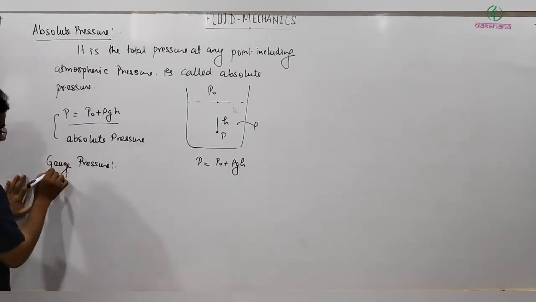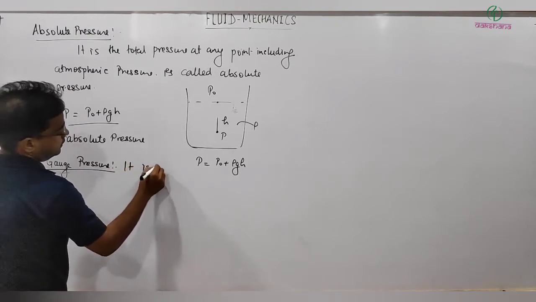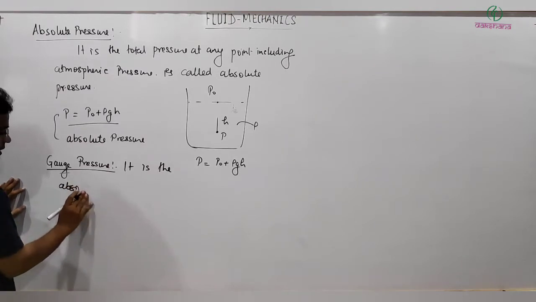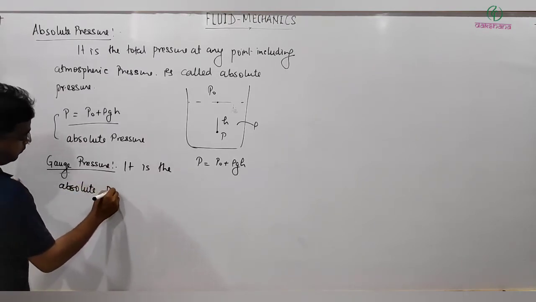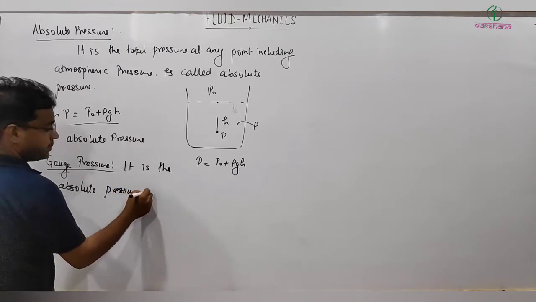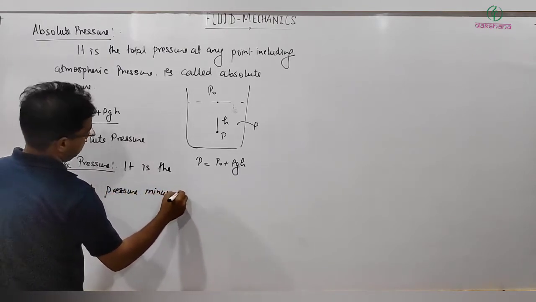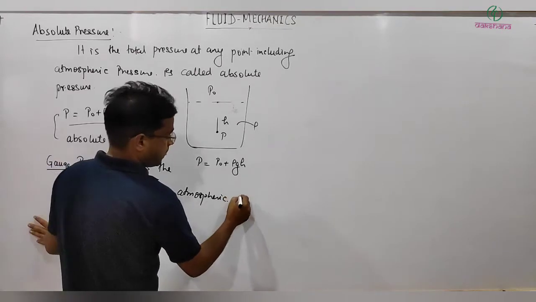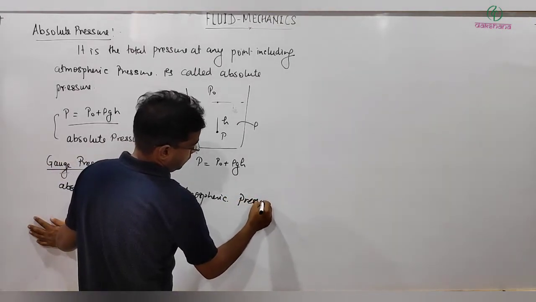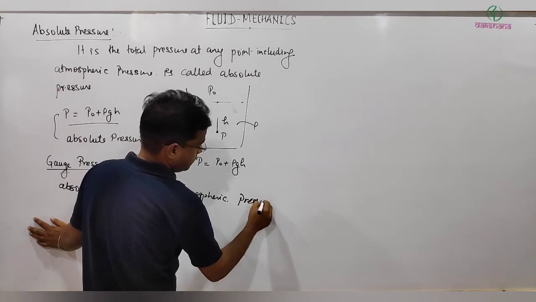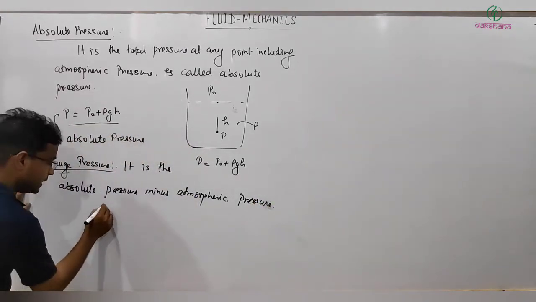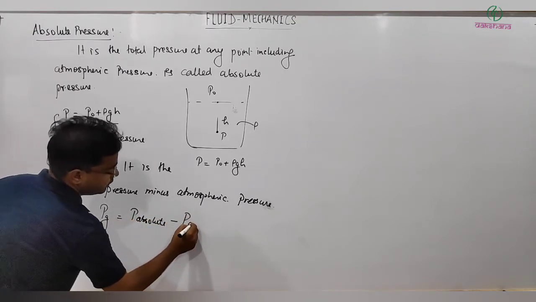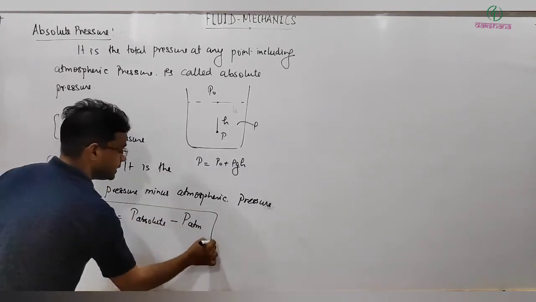Mathematically, it is the absolute pressure minus the atmospheric pressure. That is the term called gauge pressure. So P gauge will be equal to P absolute minus P atmospheric. That is called your gauge pressure.